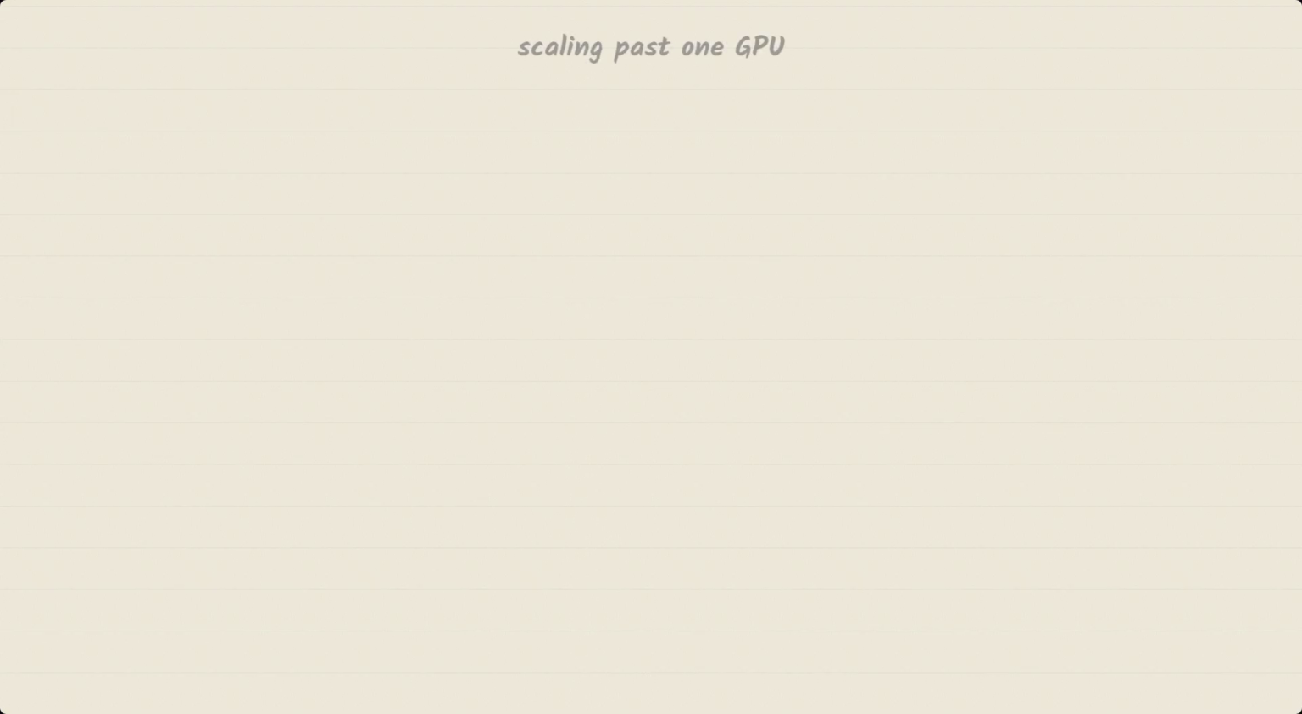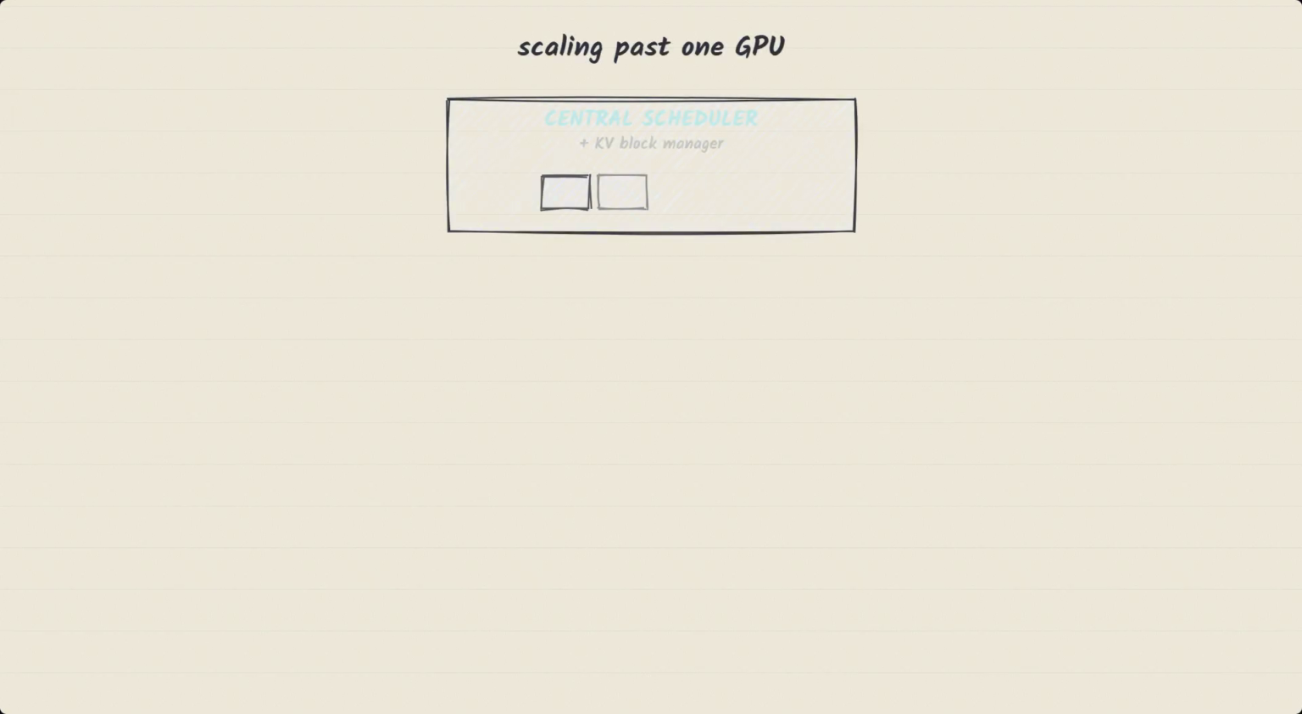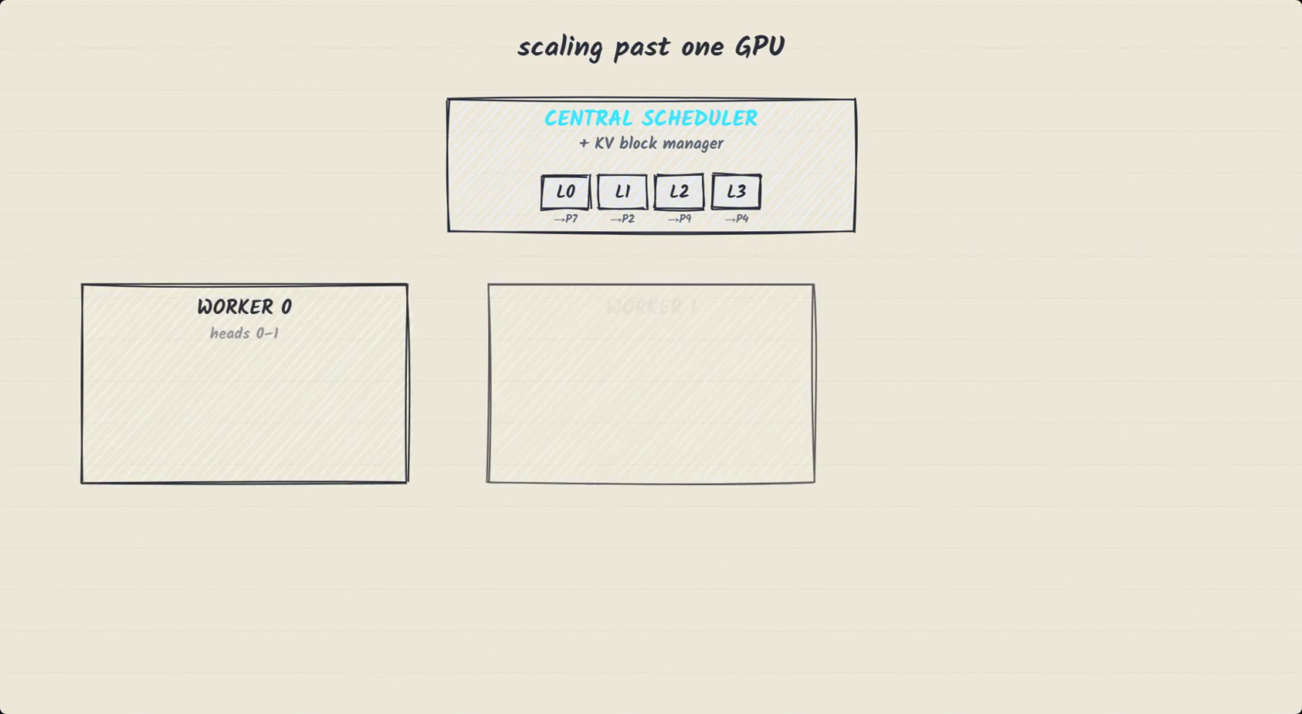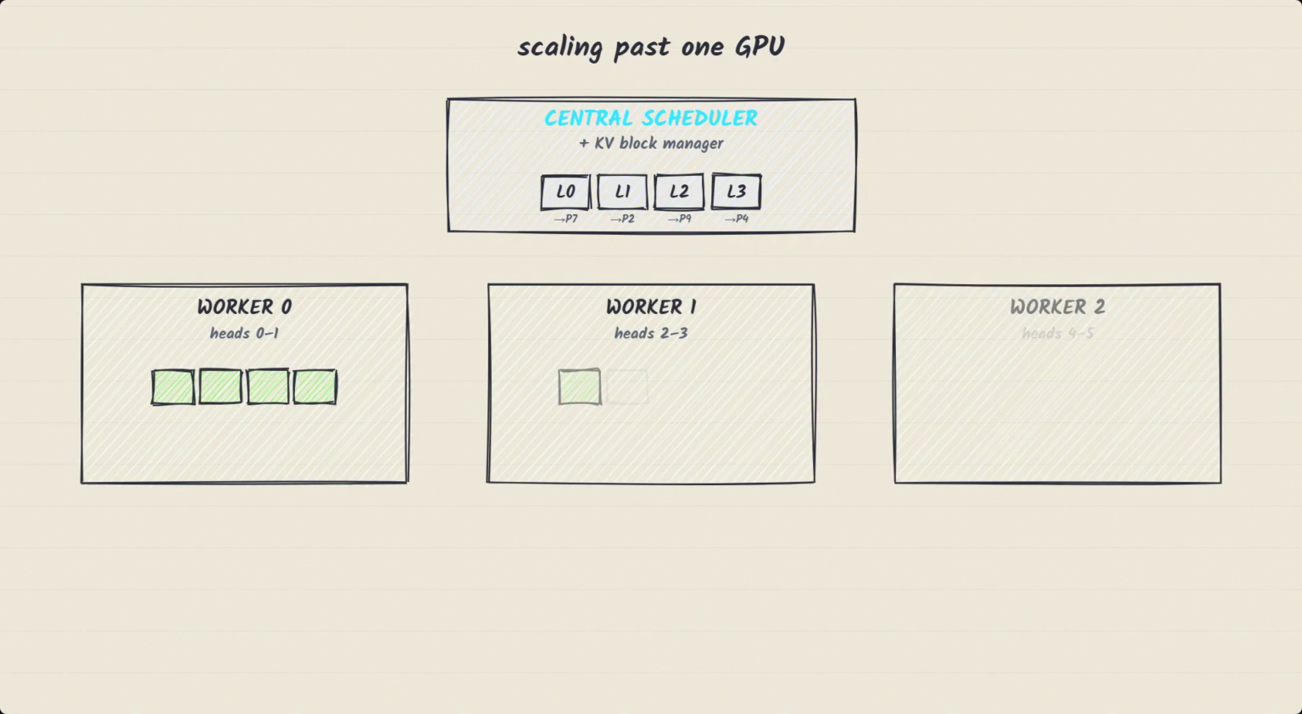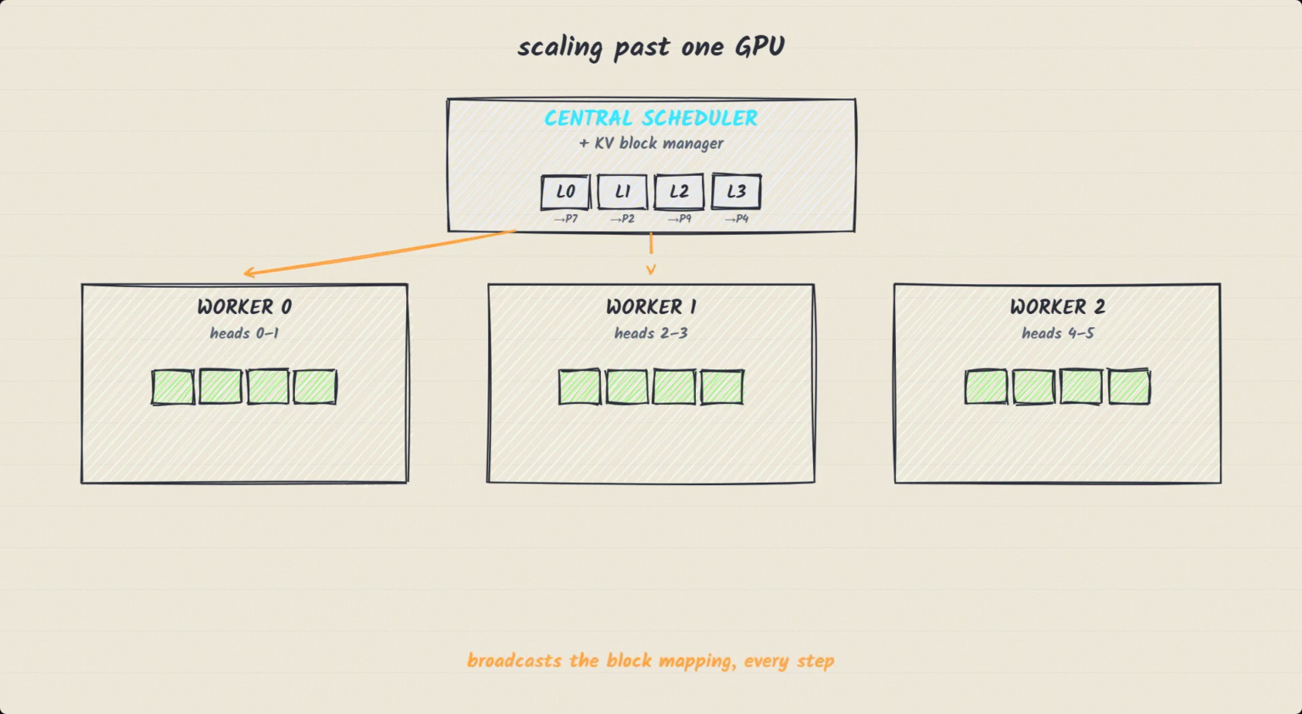Scale past one GPU, and the design still holds cleanly. vLLM keeps a single, centralized KV cache manager and scheduler, one brain. The model itself is split across workers with tensor parallelism. Each worker owns a slice of the attention heads, and therefore stores the KV cache only for its own heads. But all workers share the same logical block table.